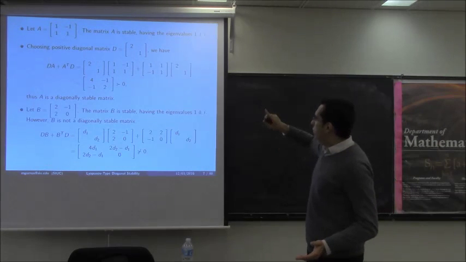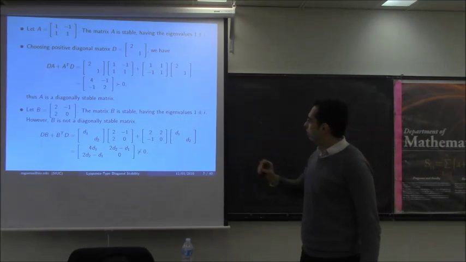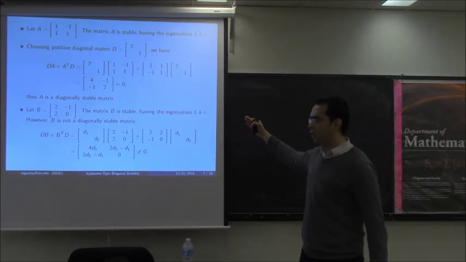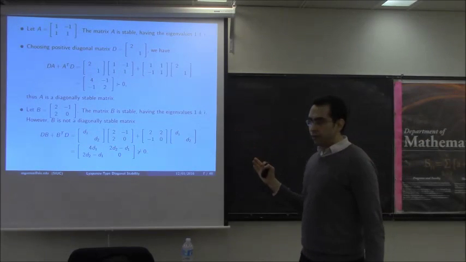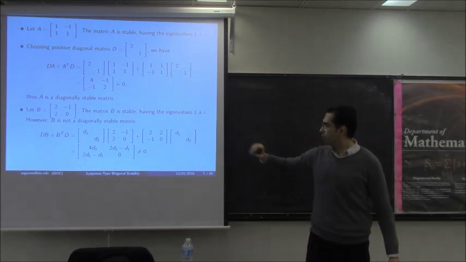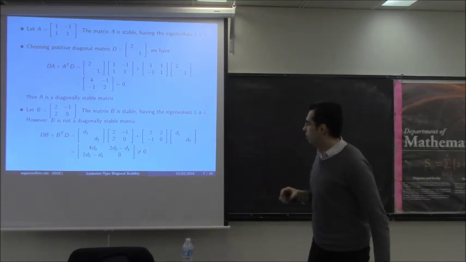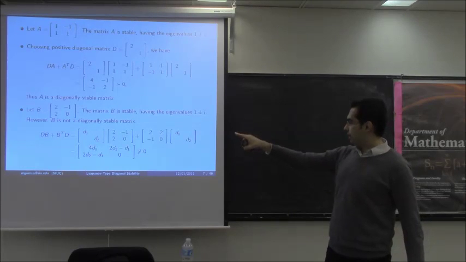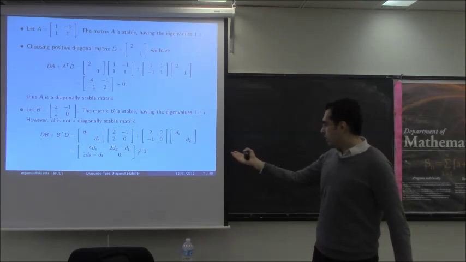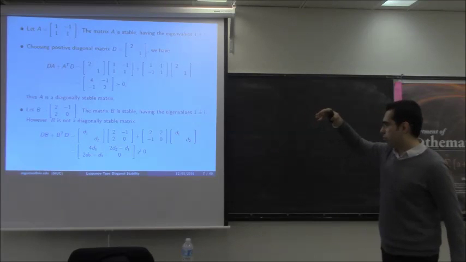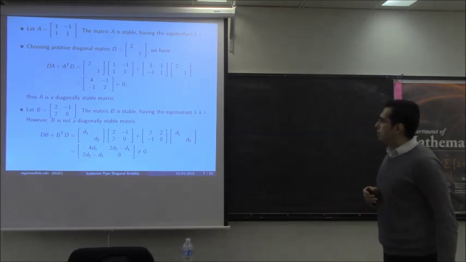Now, I want to compare this result with another matrix, which is B here, which is stable because the eigenvalues are 1 plus and minus i. However, B is not diagonal stable because for any positive diagonal D with entries D1 and D2, we get DB plus B transpose D has a 0 entry. But this is not positive definite, we know, because a positive definite matrix should have positive diagonal entries. So this is not a diagonal stable matrix.